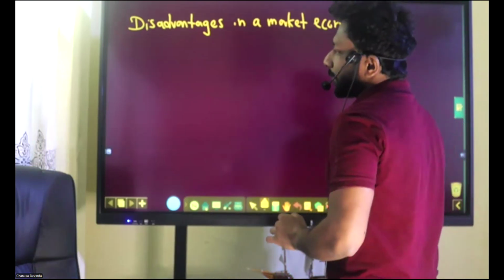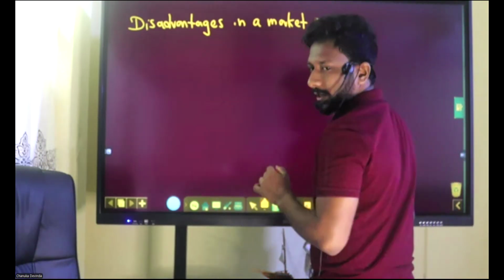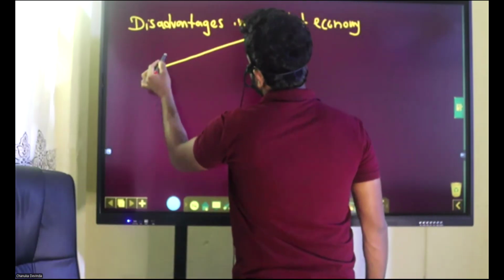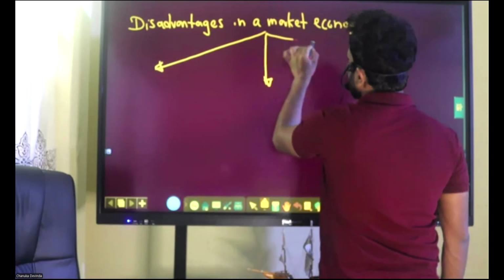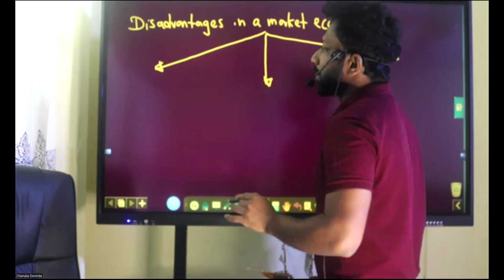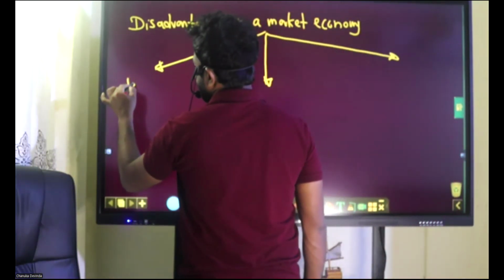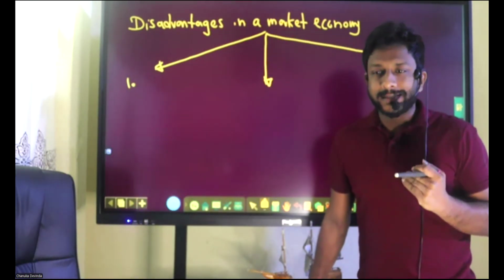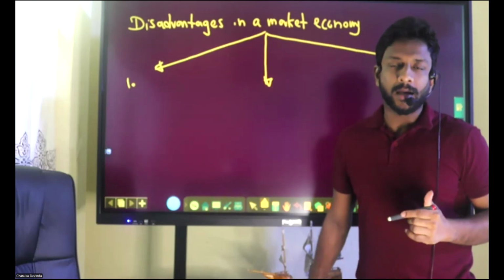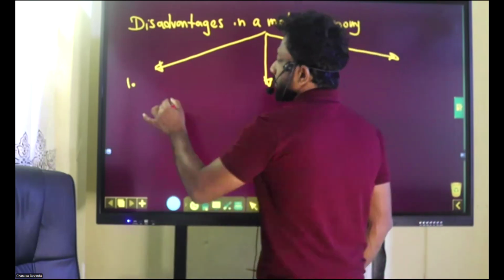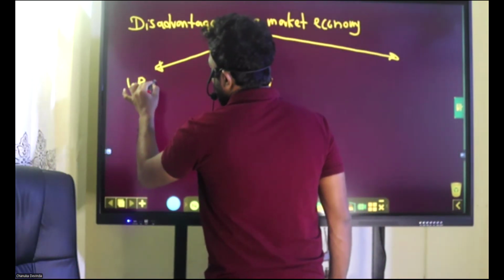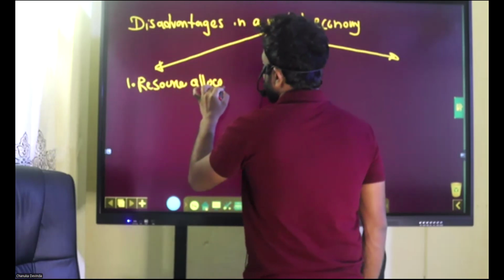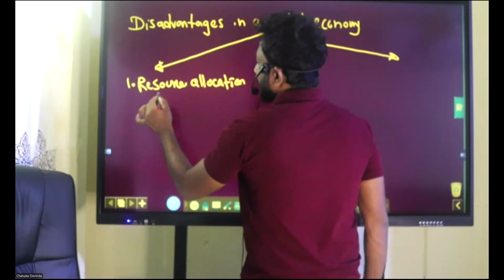So we can identify that when it comes to the market economy, there are three disadvantages. There are mainly three disadvantages. In the exam also you need to mention that. So the first one is, in the market economy, resource allocation will be inefficient.